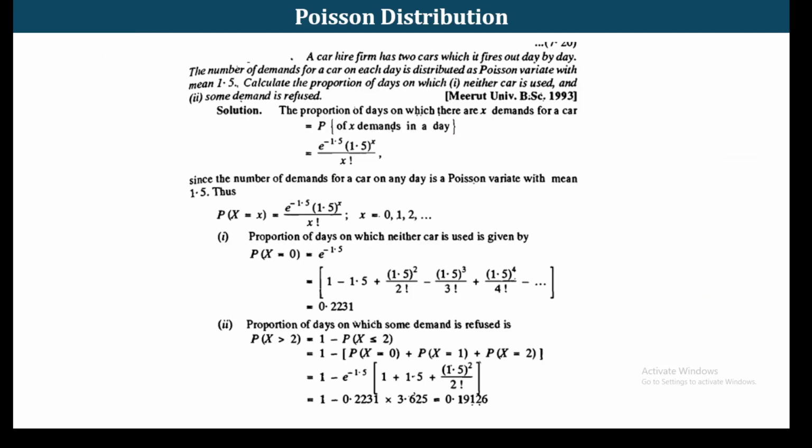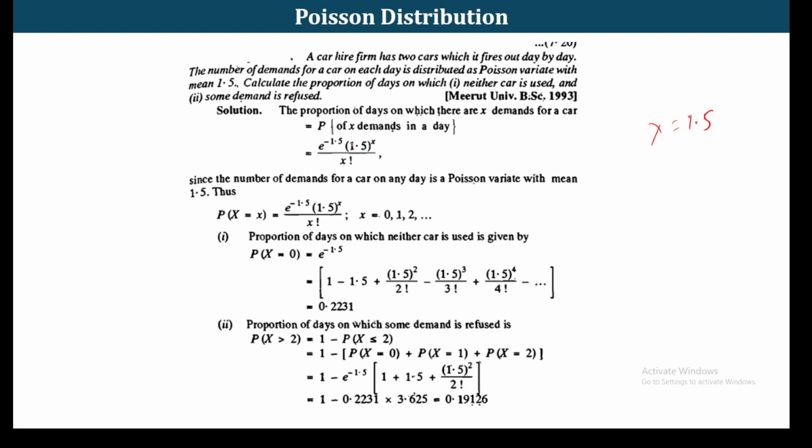So here is one example. I will not solve it, but I'll just give you the brief. I think we have already done this question in our last session. A car firm has two cars which it hires out day by day. The number of demands for a car each day is distributed as a Poisson variate with a mean of 1.5. So lambda is already given as 1.5. Calculate the proportion of days on which neither car is used, and second, on which some demand is refused.